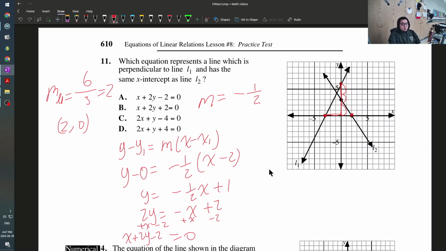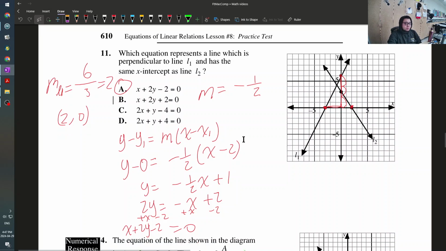Okay, I did something wrong. x plus 2y minus 2. Oh, no, I didn't. It's equal to A, which is the correct answer.